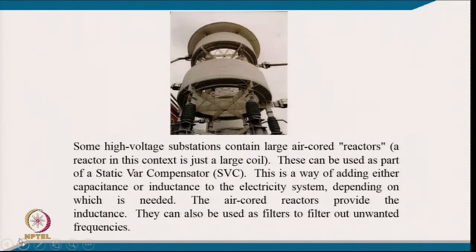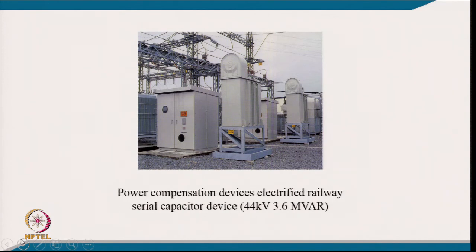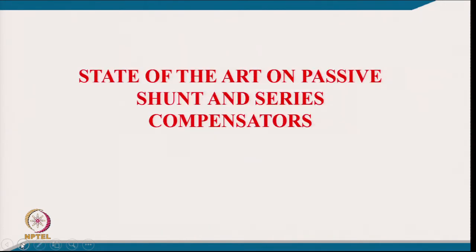These can be used as part of a static VAR compensator, which is a way of adding either capacitance or inductance to the electricity system depending on which is needed, and air core reactors provide the inductance. They can also be used as filters to filter out unwanted frequencies in the system. This is a power compensation device electrified on railways, a series capacitor device at 44 kV and 3.6 MVAR, just as an example. We would now like to talk about the state of the art on passive shunt and series compensators.